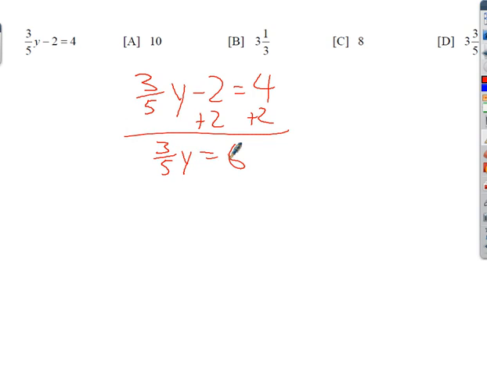Now some of you are starting to breathe heavy and going, oh no, what to do with this fraction? Okay, now if this would have been just 5y equals 10 or something like that, you would have simply said, oh, I'm going to divide by 5 and do it to both sides, and that would cancel it out.